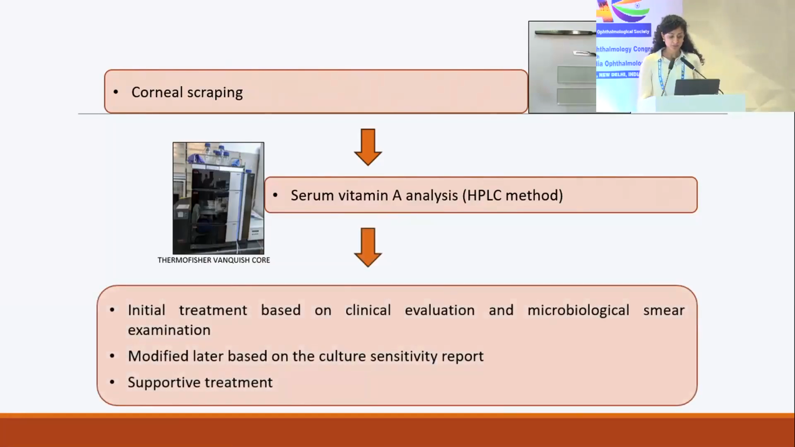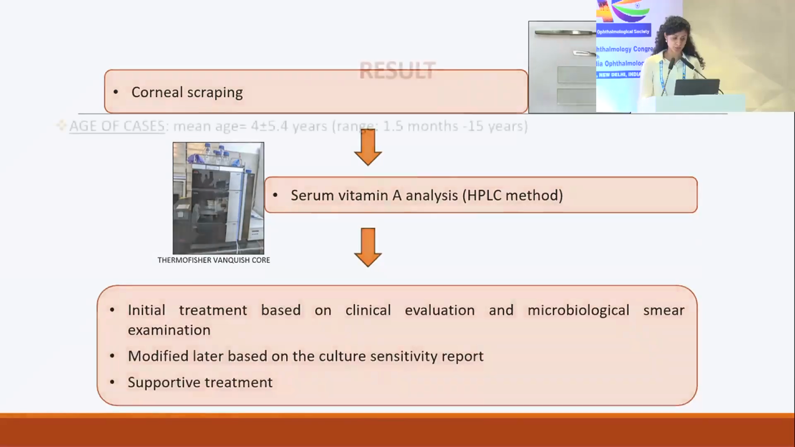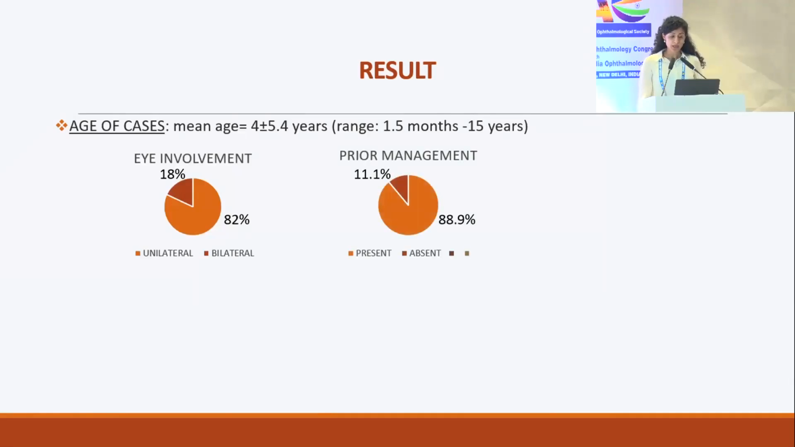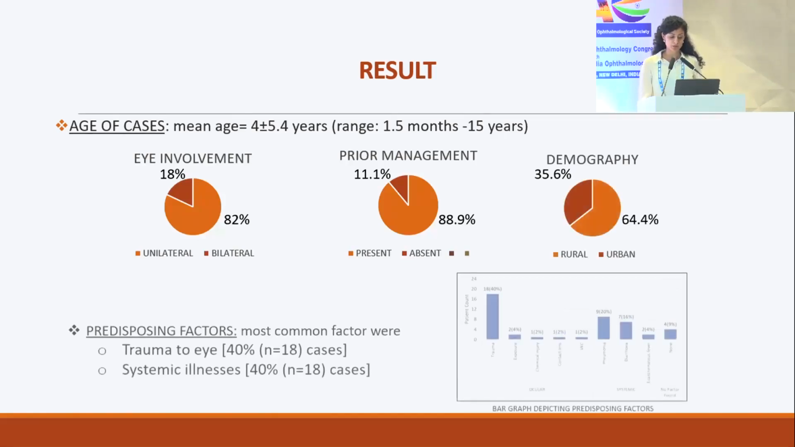An initial treatment was started based on the clinical evaluation and microbiological smear examination, and it was modified later based on the culture sensitivity report. The mean age reported was 4 plus minus 5.4 years. 82% had unilateral eye involvement. 88.9% patients had prior topical management before they presented to us, and 64.4% cases were from rural background.